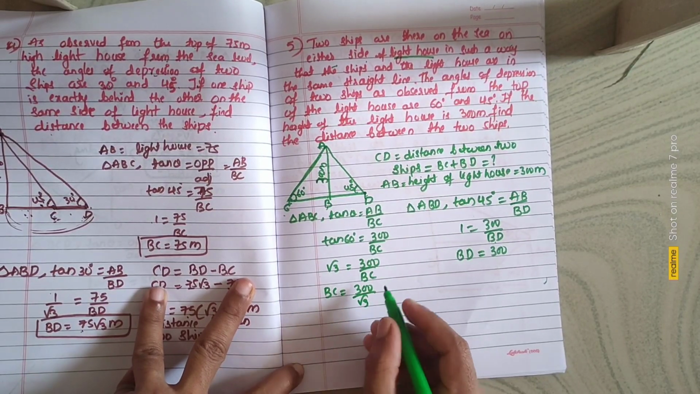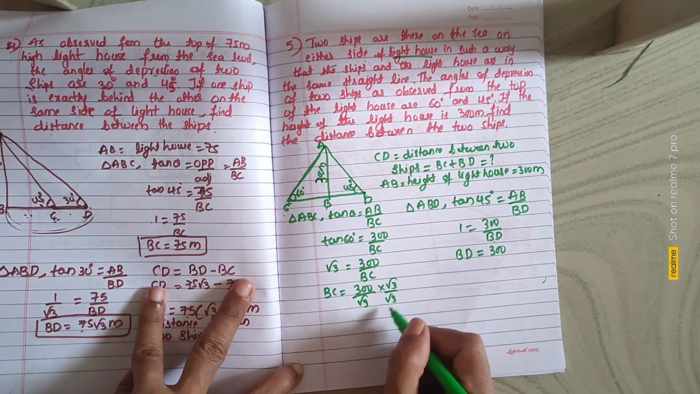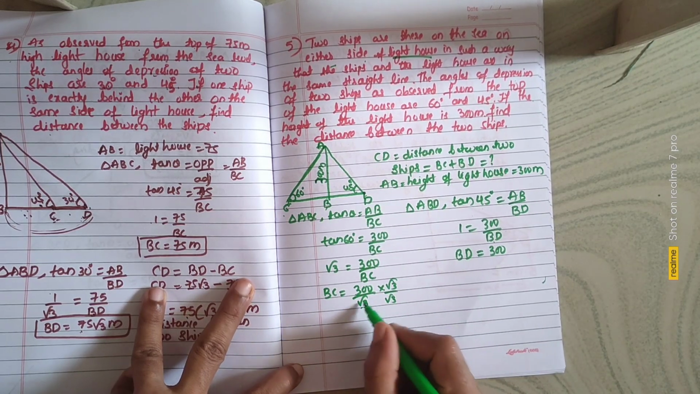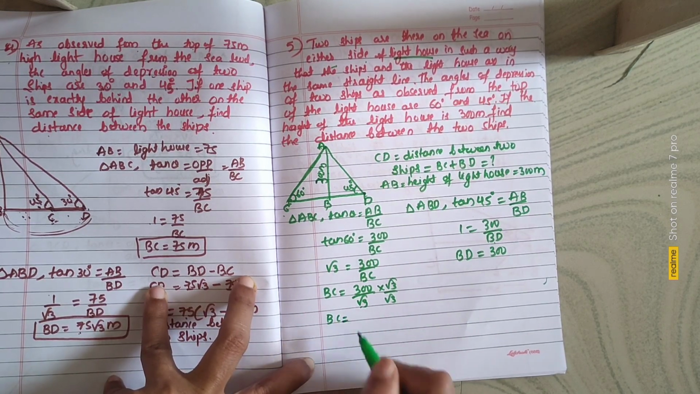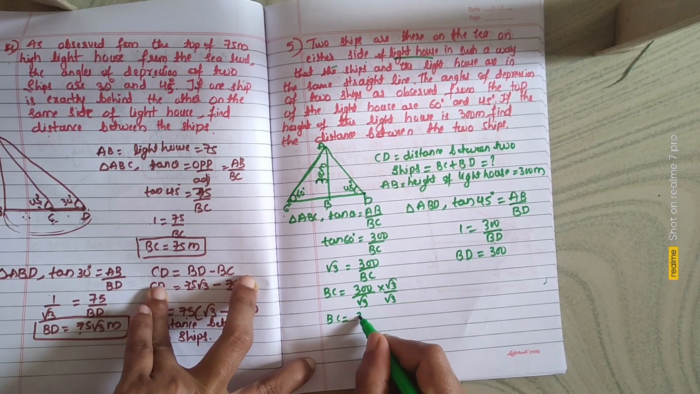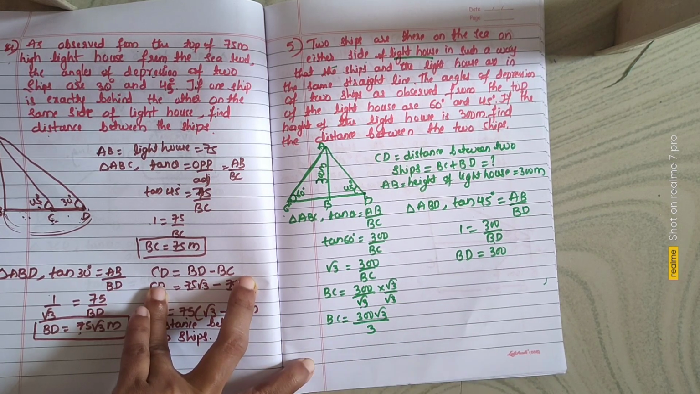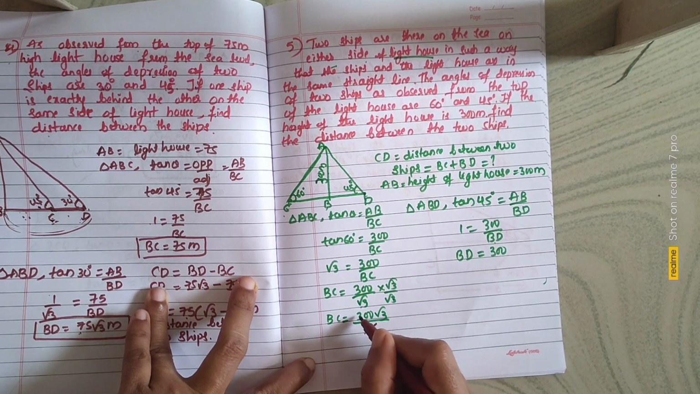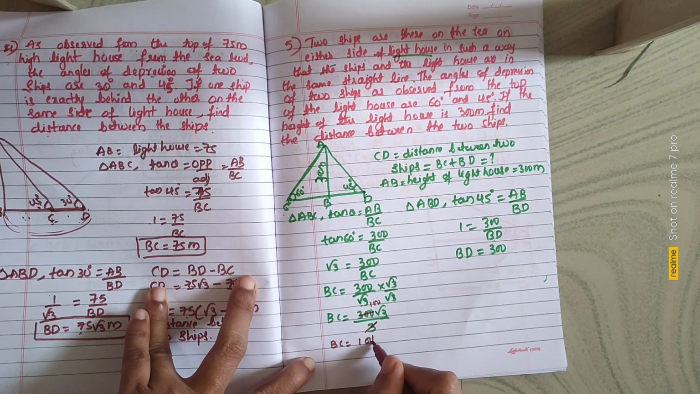Okay, just let us simplify this one. So I just write down this one. Multiply and divide by root 3, just rationalize the denominator. Rationalizing the denominator, BC is equal to 300 into root 3 over 3. Root 3 times root 3 is 3. This can be written as 3 into 100. Okay, BC can be written as 100 into root 3. This is the value of BC.